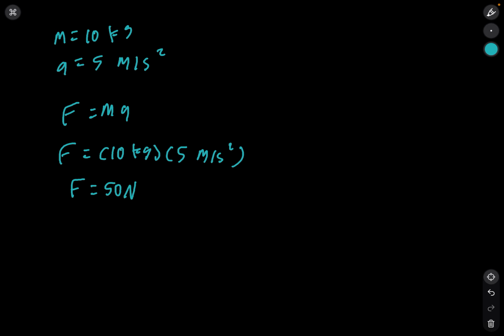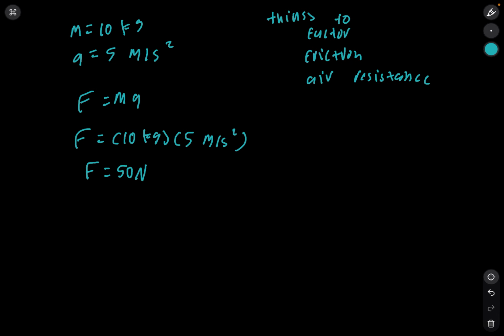Now, 50 newtons is just the amount of force needed to push this 10 kilogram object at 5 meters per second squared. Obviously, there are a lot of things to factor in, such as friction and air resistance, but we're not going to talk about that today. We're just going to talk about normal F equals ma stuff. This is just a little introduction.